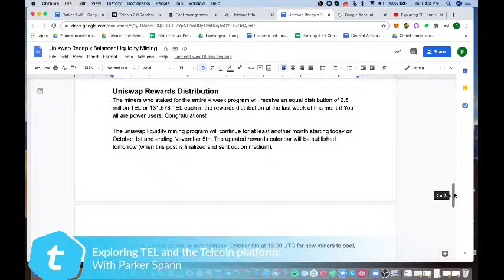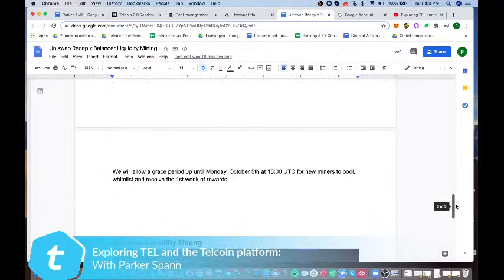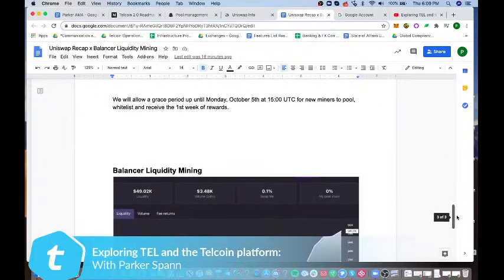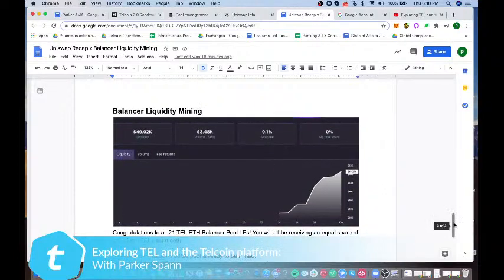And so we've decided to continue the liquidity mining rewards for the next month at least. In general, this is an experiment where we're trying to figure out how much rewards are required to make the most liquid markets possible. So we've decided to continue the Uniswap one, and we're also, if you've been paying attention, going to launch the Balancer liquidity mining program.